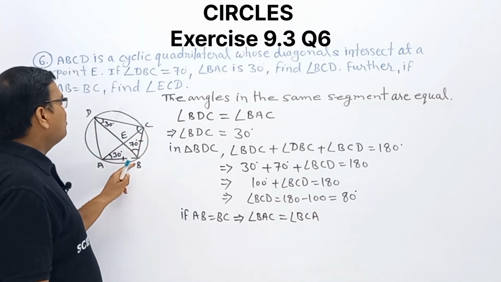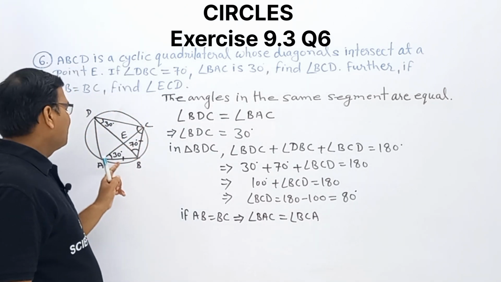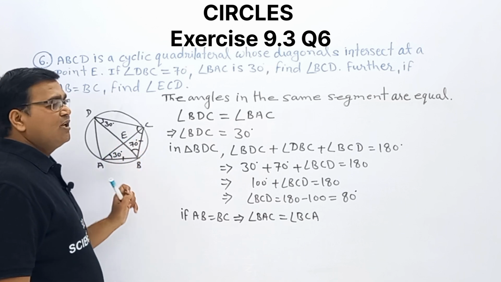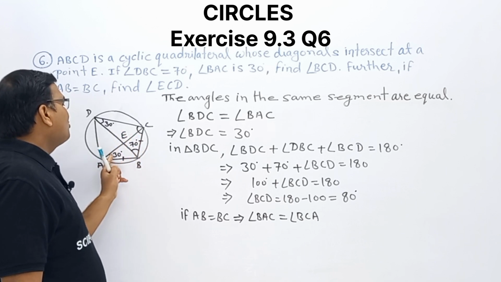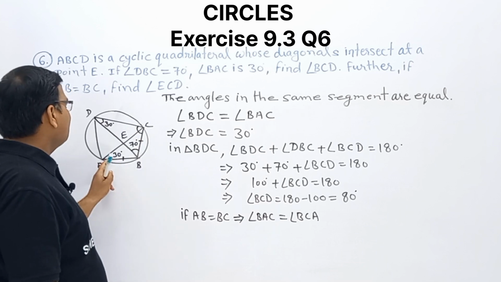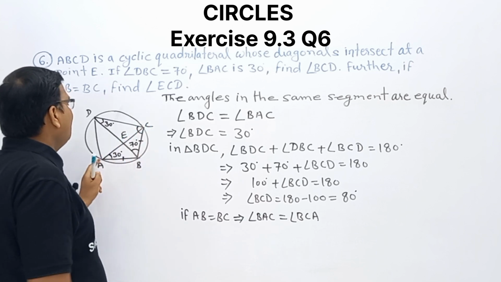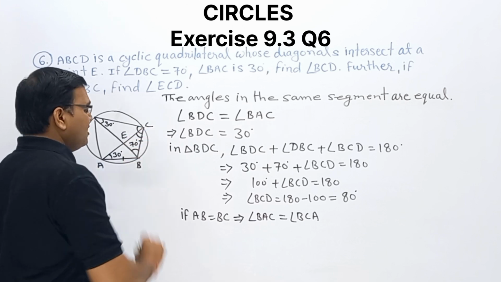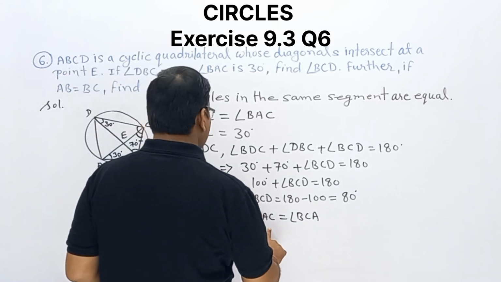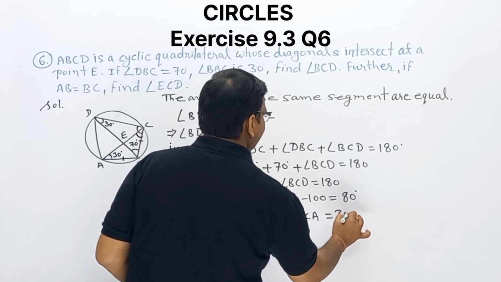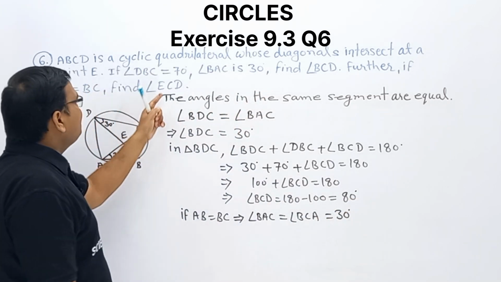BAC equals BCA. Why? This is the isosceles triangle in which two sides are equal. Equal sides, opposite angles will be equal. So we can say angle BAC will be equal to BCA. It means angle BAC equals BCA equals 30 degree. Clear? Find ECD.